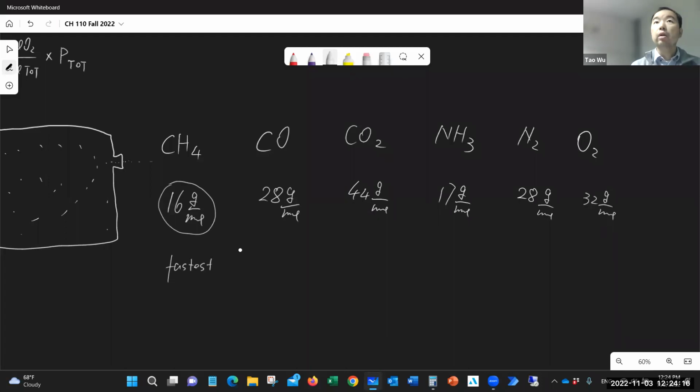And which one goes slowest? Well, then you just need to look at the heaviest molecule, right? Heaviest is CO2. So this one is going slowest. That makes sense, right? Not too hard, right? The diffusion concept, this is the only thing that I want you to understand: the heavier one goes slower, the lighter one goes faster, that's it.